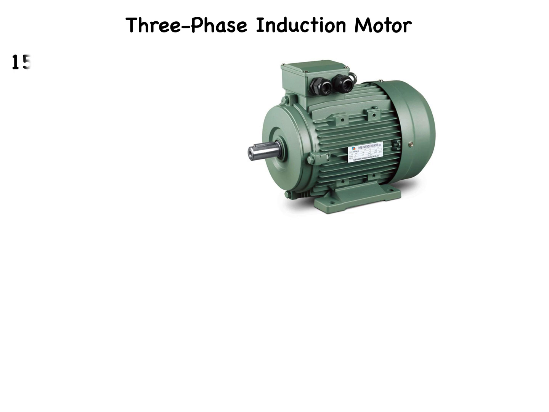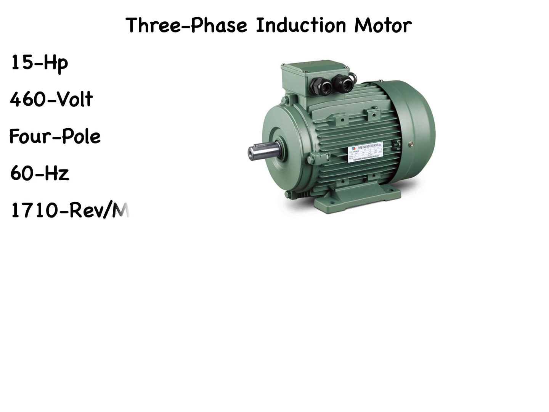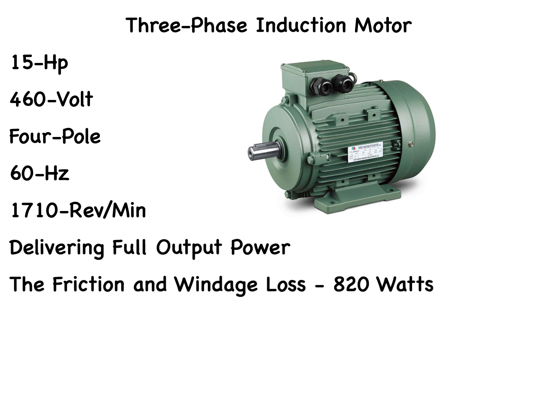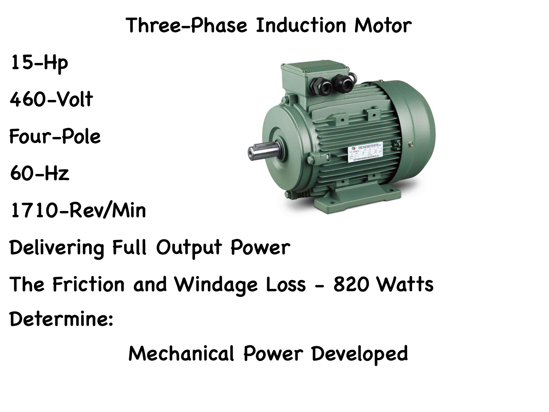A three-phase 15 horsepower, 460 volt, 4-pole, 60 hertz, 1710 revolutions per minute induction motor delivers full output power to the load connected to its shaft. The frictional and windage loss of this motor is 820 watts. Our problem in this case is to determine the mechanical power developed and the rotor copper losses.